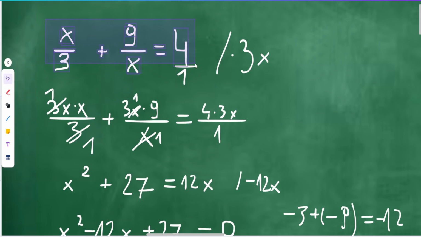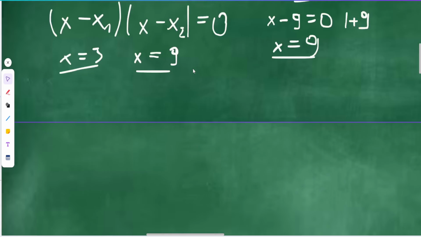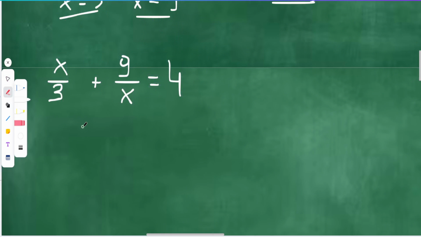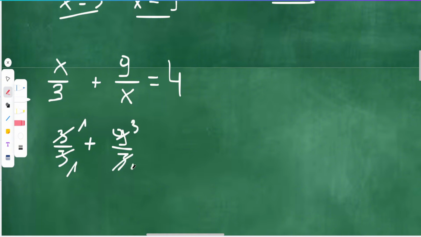Let's try to rewrite it and do a so-called check. In place of the x's, we will put the numbers that were there a moment ago. 3 under 3 plus 9 under 3. 3 under 3 is reduced by 3, this is 1. 9 and 3 is also reduced by 3, this is 3. So 1 plus 3 equals 4. This is the correct answer.